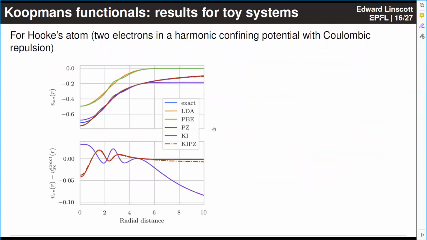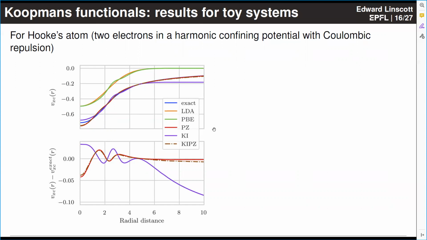And then finally, one little project that I did with a master's student is that we applied Koopmans calculations to the model system of Hooke's atom. Hooke's atom is a toy model where you've got two electrons inside a confining harmonic potential. What's quite unusual about Hooke's atom, for a two-electron system, is that you can solve it analytically, so you can derive the exact solution. Here I'm looking at the potential, minus the Hartree term, that the HOMO is subject to.